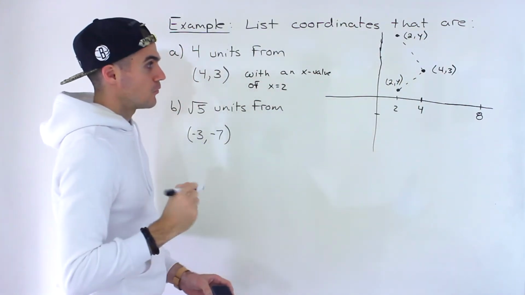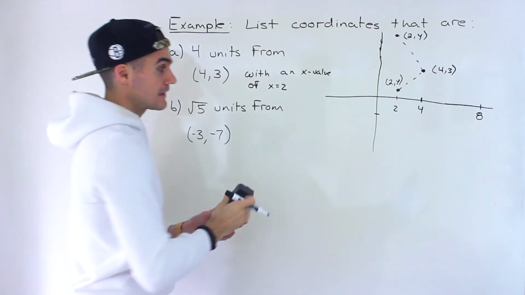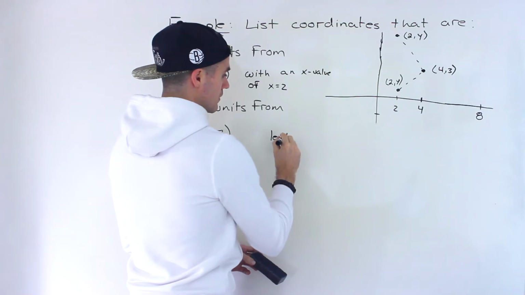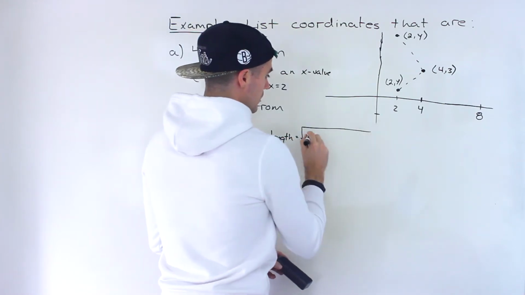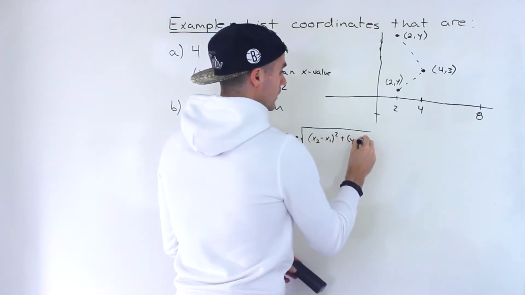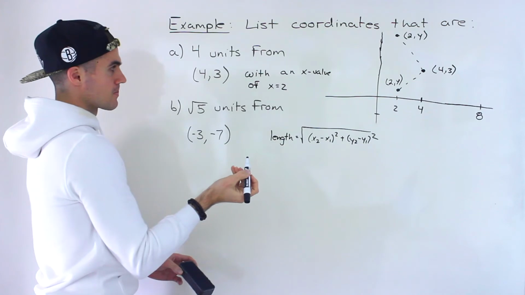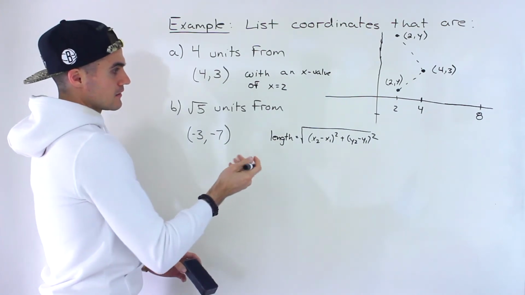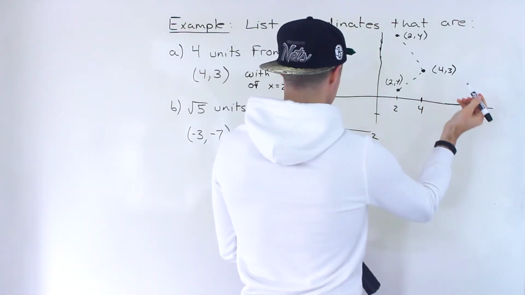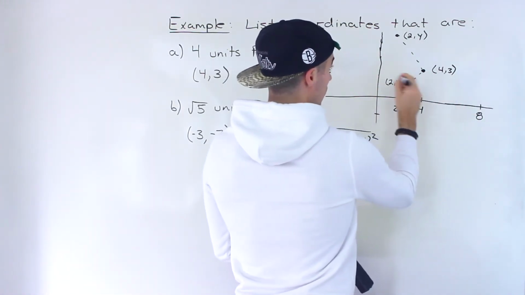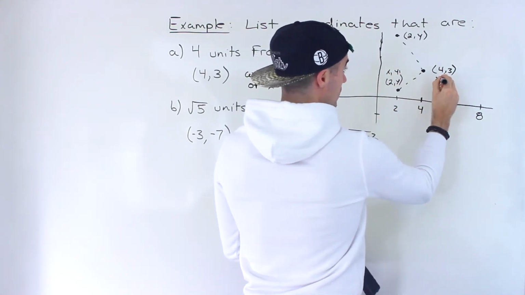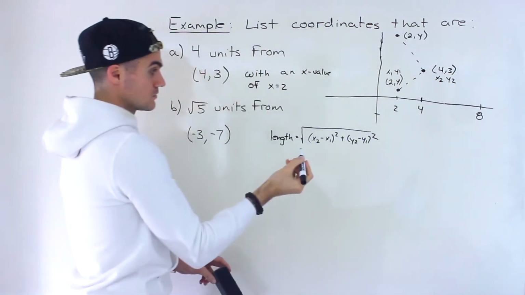Well, what we can do is use the length formula. We know that the length is equal to the square root of (x2 minus x1) squared plus (y2 minus y1) squared, between points (x1, y1) and (x2, y2). So what we can do is label these. Let's label the 2 and y that we're finding as x1, y1. And then let's label the (4, 3), the point we're given, as x2, y2.